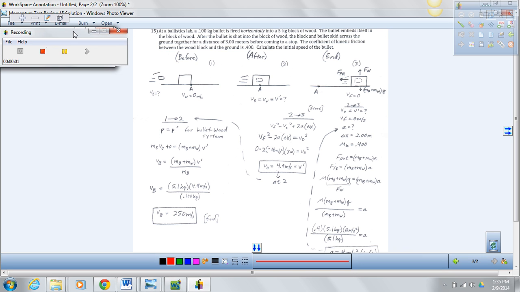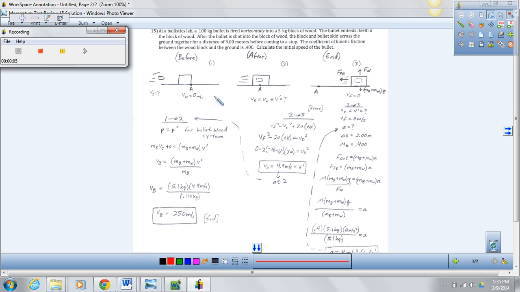Okay, this is problem 15 on the momentum test review. And this is a video solution for that problem, which reads: at a ballistics lab, a 0.1 kilogram bullet is fired horizontally, so shooting it horizontally into a 5 kilogram block of wood.